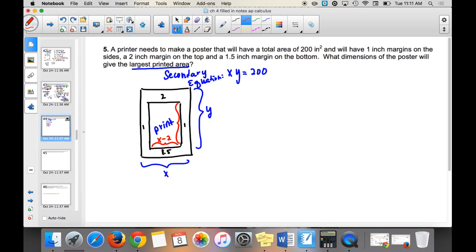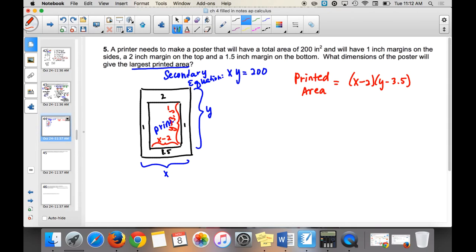So the total height was Y, and what did I subtract from the top and the bottom, and what am I left with? So I subtracted a 1.5 and a 2, so I have Y minus 3.5, right? So this is going to be Y minus 3.5. Okay, and that creates the printed area. So our printed area is equal to X minus 2 times Y minus 3.5.